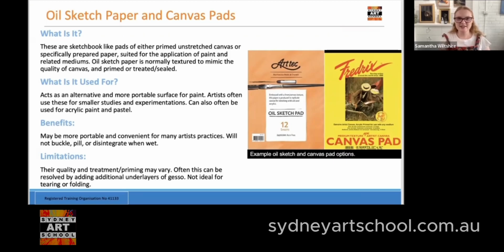So the main limitation of oil sketch pad and canvas pad is that the quality and treatment or priming is going to vary. So depending on what you pay, depending on which brand you select, you may get a less or more thoroughly primed surface.